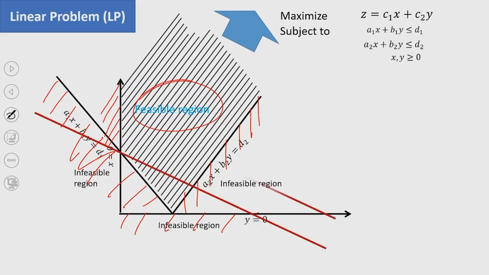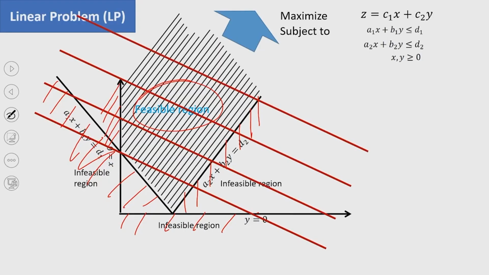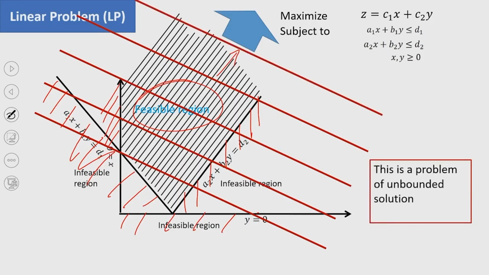Now, if I take any z, then basically we can continue. Okay. So, there is no limit, I can go up to infinity in this case. Therefore, this particular problem is an unbounded problem, the problem of unbounded solution. That means the solution will be infinity. So, you can go along that direction and there is no bounding. So, we can say that this particular problem is an unbounded problem.